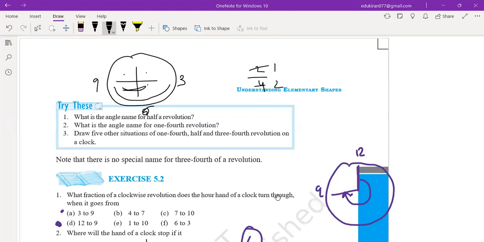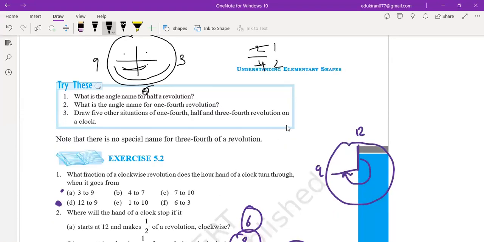For the second one, what did you people get? 1 upon 4. Yes, 1 upon 4. Third, 1 upon 4. Fourth, 3 upon 4. Good. Fifth, 3 upon 4. Sixth, 1 upon 4. Manisha, what did you get? Ma'am, I got 2 by 4.